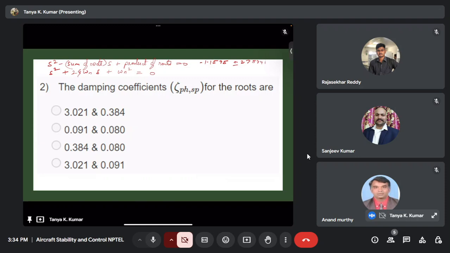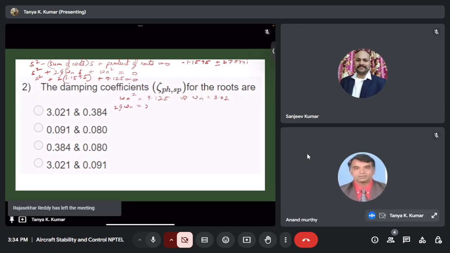Right? So this was the first pair. Just plug it in and see what we get. You equate it, you get omega n square is, and so the second term you have 2.1.1595, and so you have eta to be 0.3838. So this is 1.